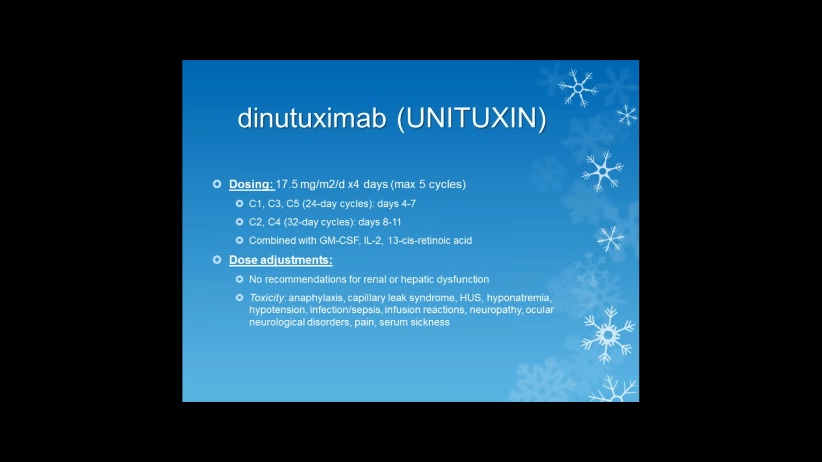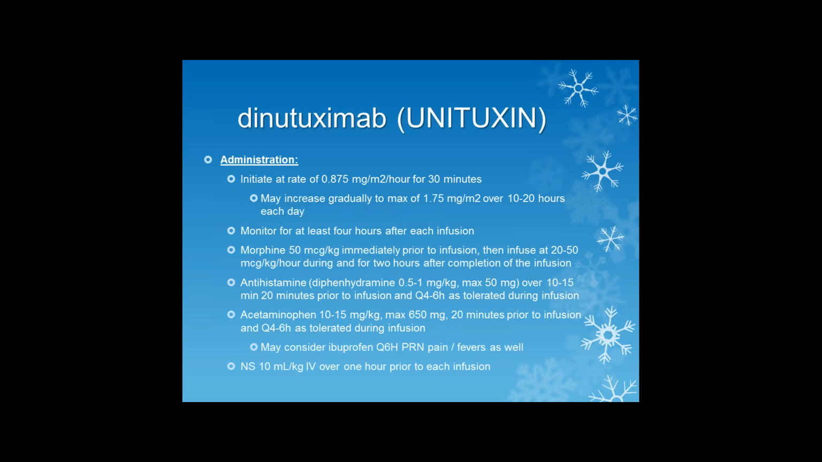And so no specific recommendations for renal or hepatic dysfunction, but it has a long list of other toxicities that you would dose adjust for, or potentially not even use if they already have some baseline. So this is the complex administration, and Laura, let me know if I miss anything, because there's kind of a lot. I put the rate there, and you can gradually increase the rate to a maximum of 1.7 mg per meter squared, but it looks like it's given generally over 10 to 20 hours each day.